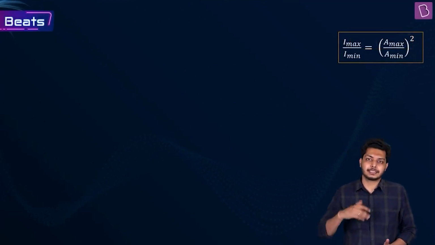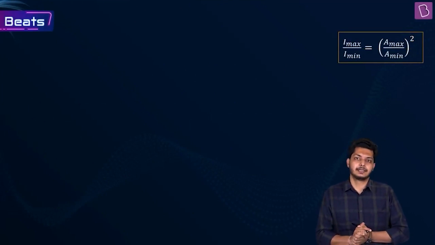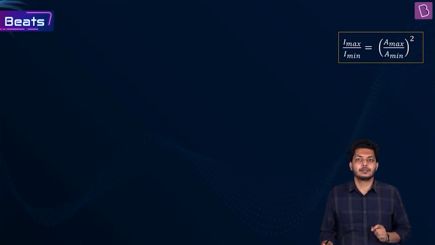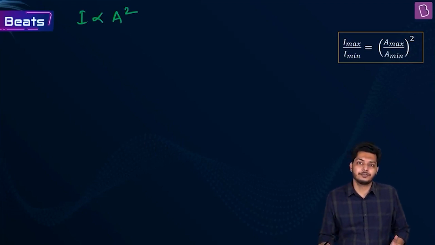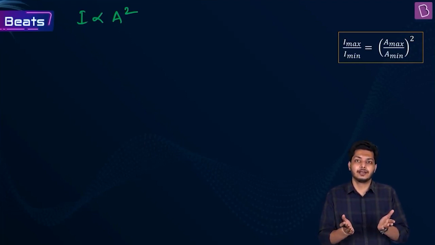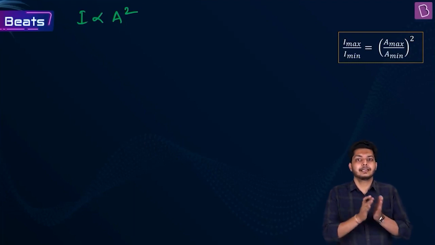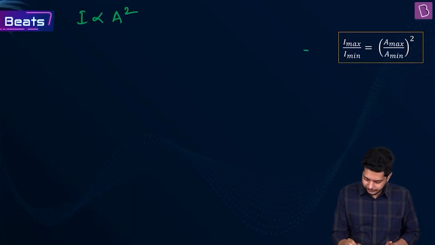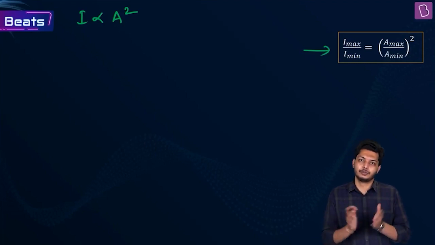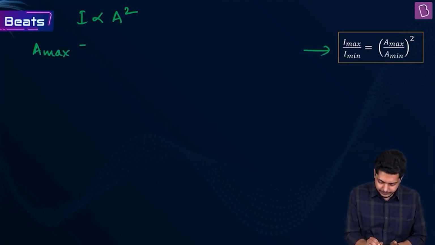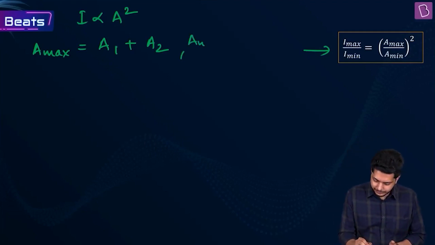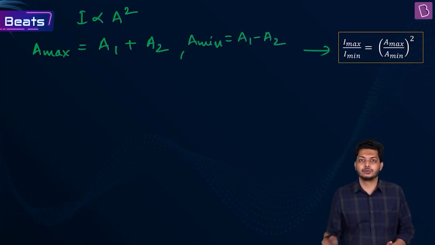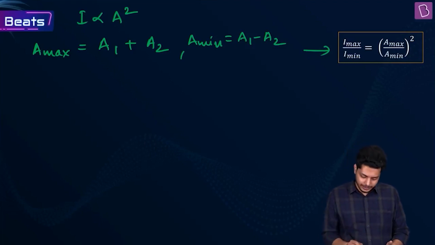Now we have to calculate the ratio of maximum to minimum intensity. Always remember, intensity is directly proportional to the square of amplitude. So first of all, we need to know what the maximum amplitude and the minimum amplitude are. The formula is I max / I min = (A max / A min)². A max is always equal to A1 + A2, the amplitudes of the respective waves, and the minimum amplitude is given by A1 − A2.